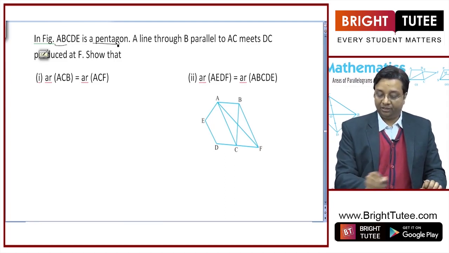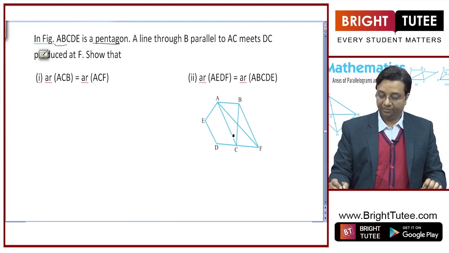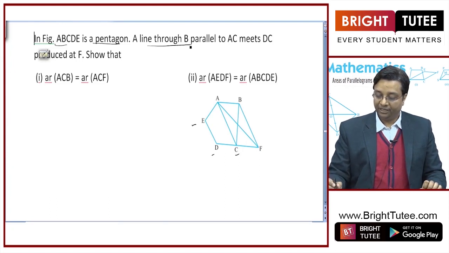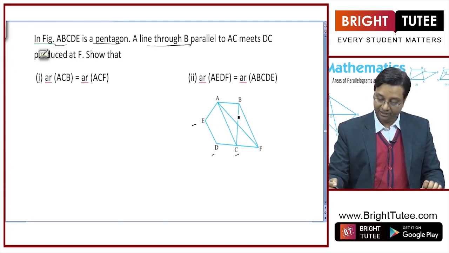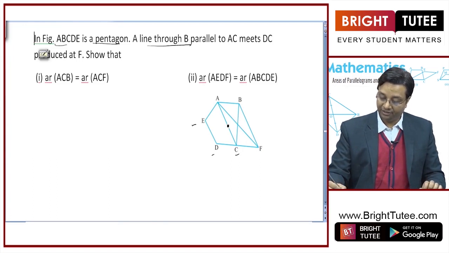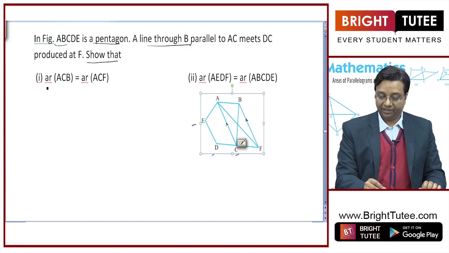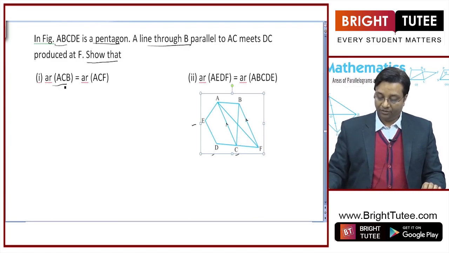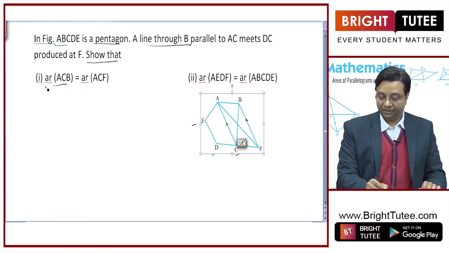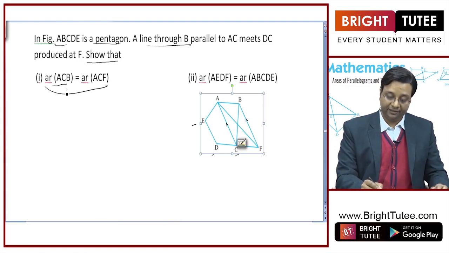Now ABCDE is a pentagon. A line through B parallel to AC meets DC produced at F. That means this line BF is parallel to this line AC. Okay, show that area of ACB is equal to area of ACF. This is a pretty simple question. These areas are equal. Let me give you the reason directly.